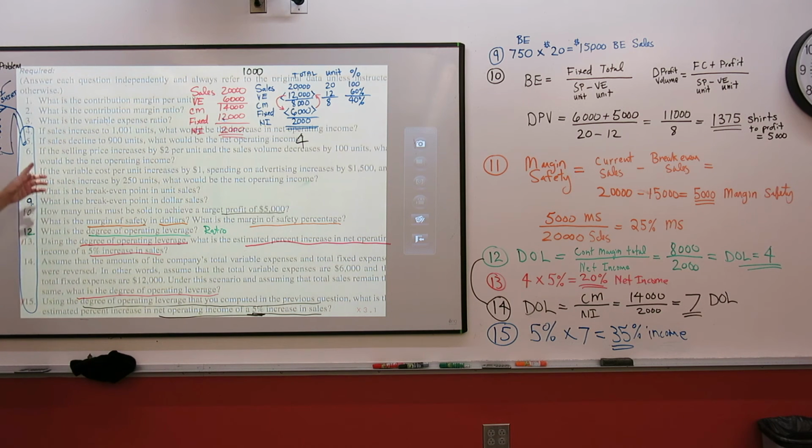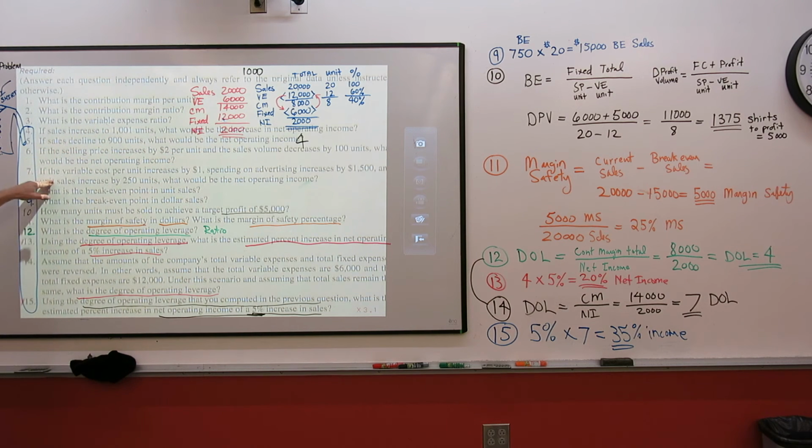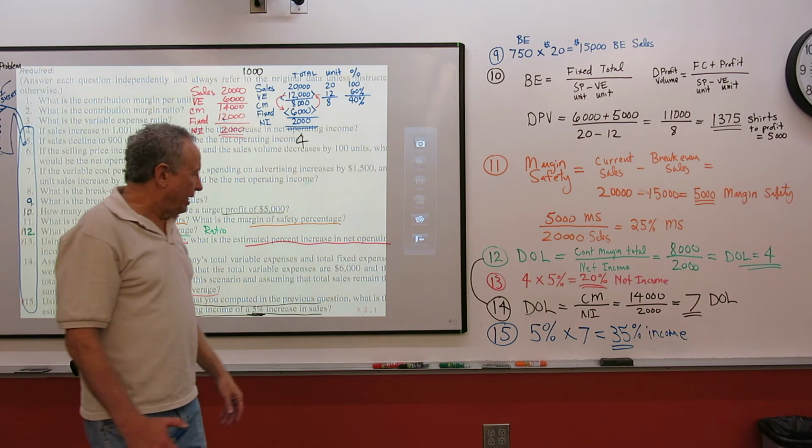In other words, if I say if sales decline to 900 units, what would be the new operating income? Well, I'll give you 4 choices for that. Each one of these will have 4 choices, and you'll choose. Anyway, that's this one done.